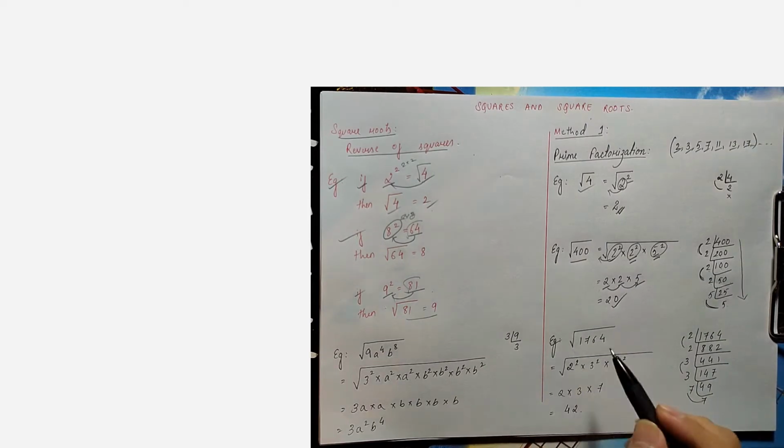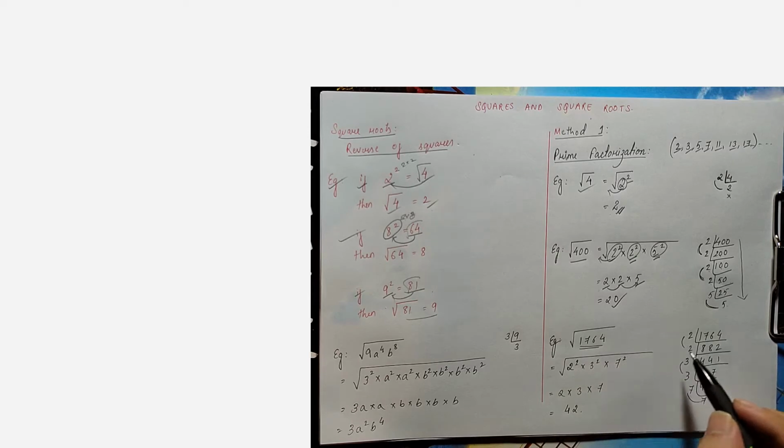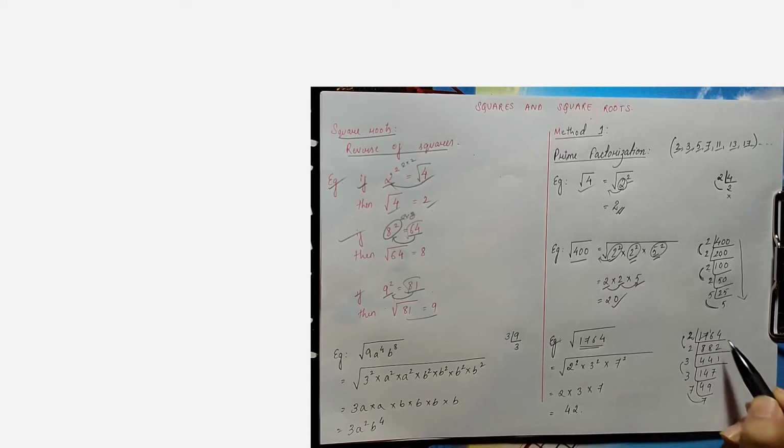Let us take one more example. Square root of 1764. The first task is to find the prime factors. So 1764. Now we'll divide this by 2. 2 8s are 16. So 16 carry 1. Then 2 8s are 16. Then 2 2s are 4. Then again 2 4s are 8. 2 4s are 8 and 2 1s are 2.